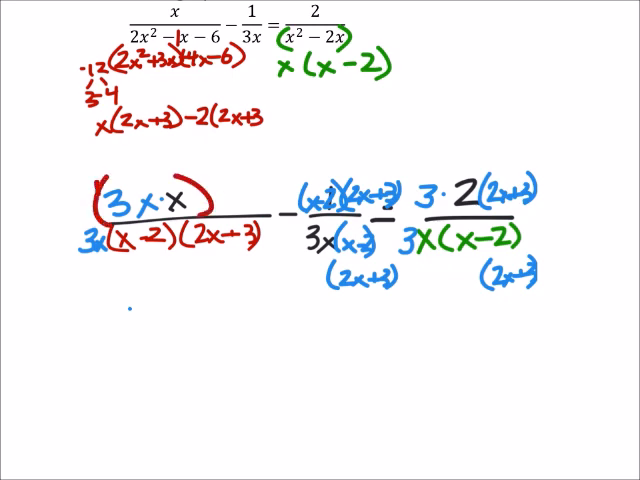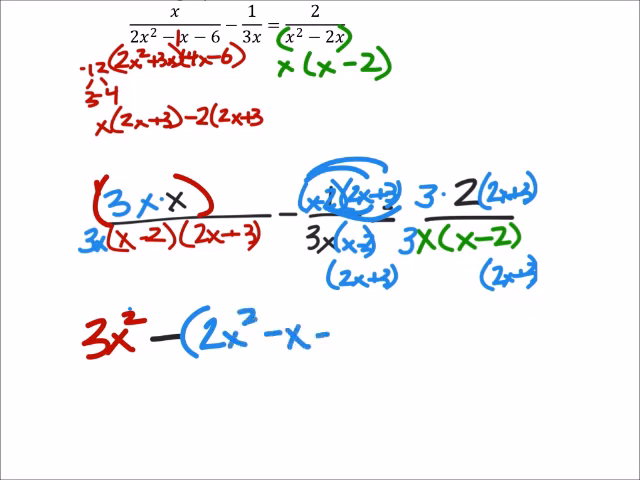And this right here, this 3x times x, is just going to end up being 3x squared. And then this is minus. So I need to remember to put this in parentheses. If I distributed or used the FOIL technique on this, I would have 2x squared minus x minus 6. And then this should equal, here I've got 3 times 2 is 6. And then I can distribute the 6 into the parentheses. So that would give me 12x plus 18.